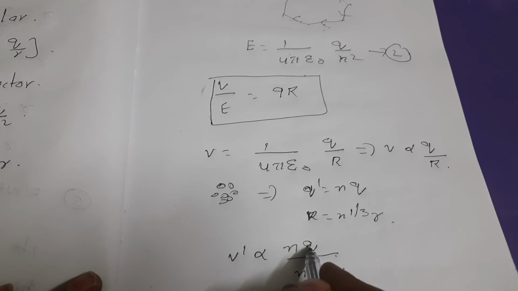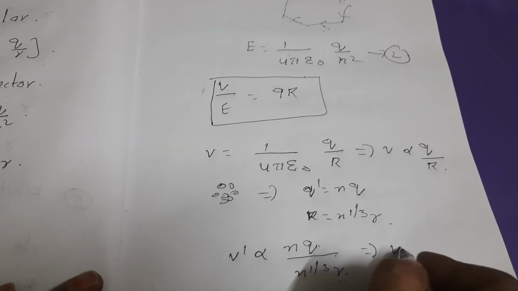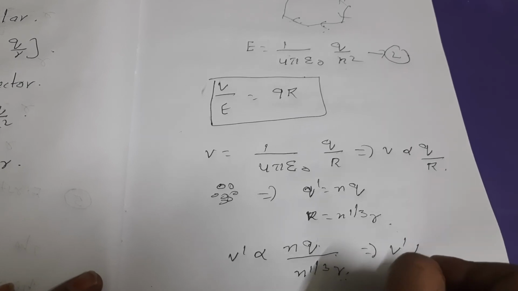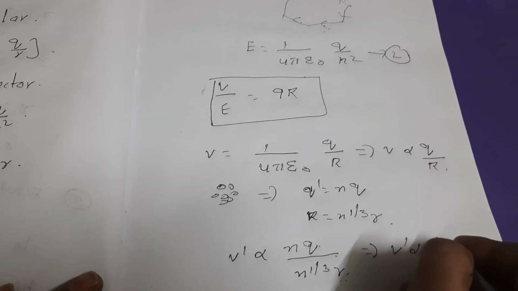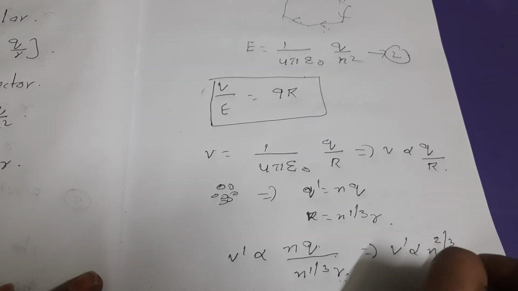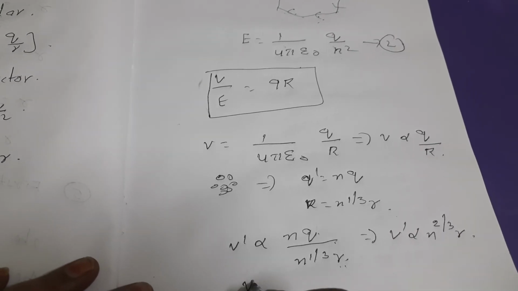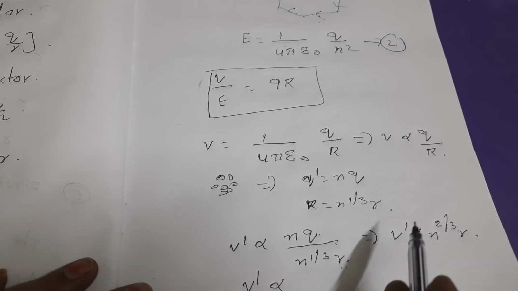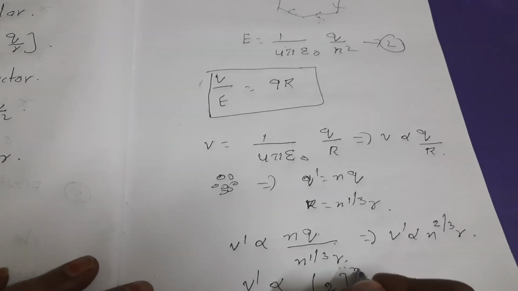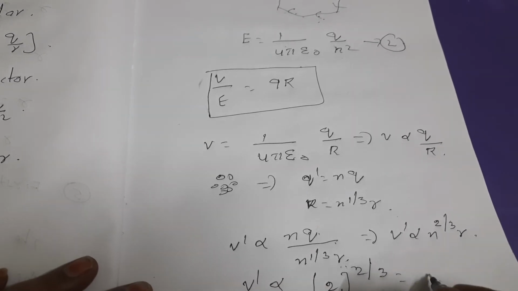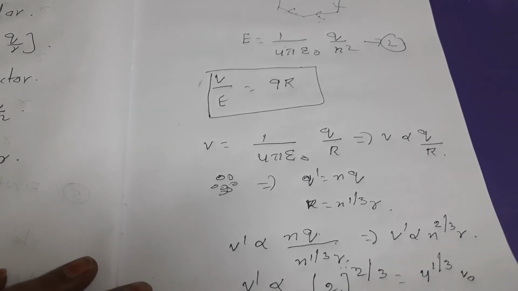So here Q and R are constant. V is directly proportional to n to the power of 1 minus 1 by 3, which is 2 by 3. So this is the relation. Now come to our question. Clearly they have given two drops combined, so instead of n we take 2. So 2 to the power of 2 by 3 means 2 square by 3.